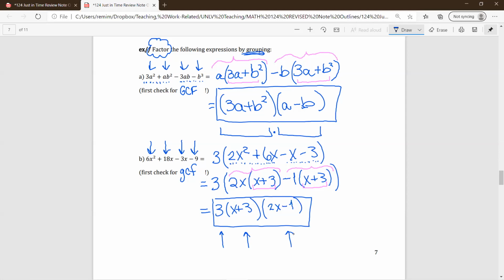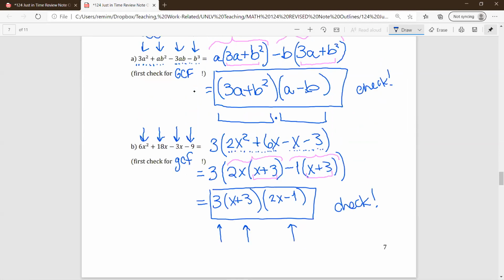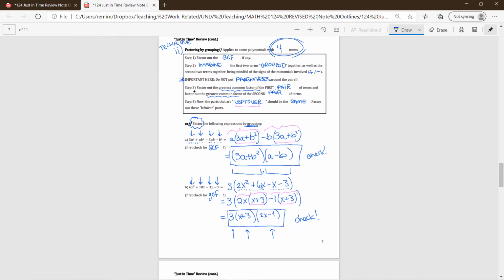And you can also check your answer. Check. You can check these answers by foiling them out. You can foil, for part A, foil that all out. Here you can foil these out, and then you would distribute the 3, and it should equal what you started with. Okay. So let's see. All right, that was technique 2, factor by grouping. And in order to do that technique, we had to know how to do the first technique, which was the factor out the GCF thing.